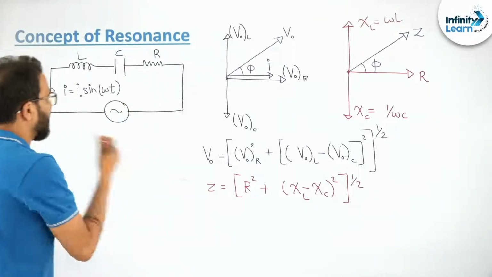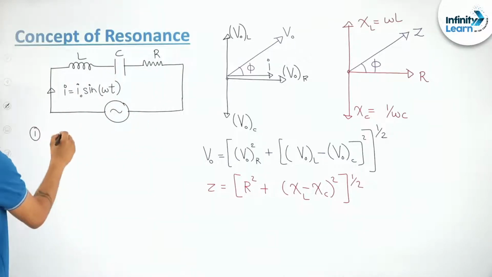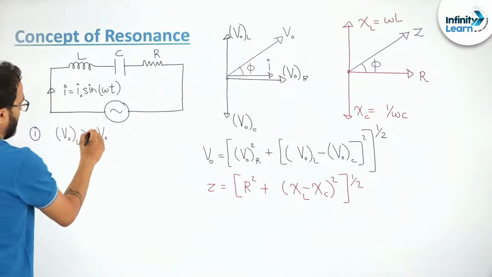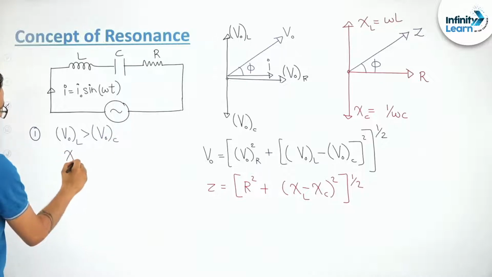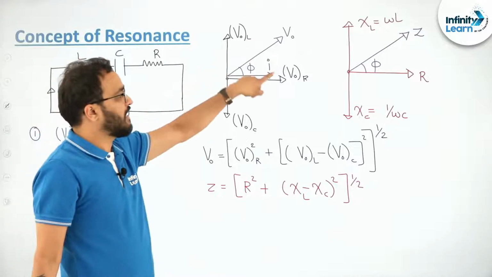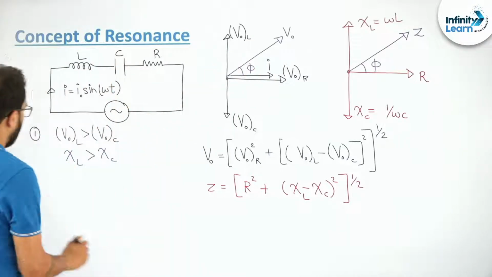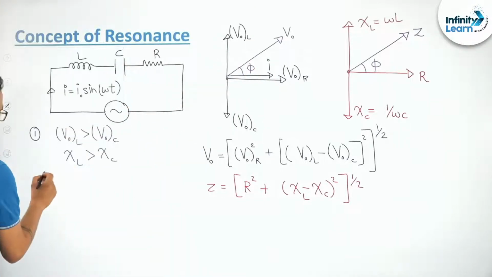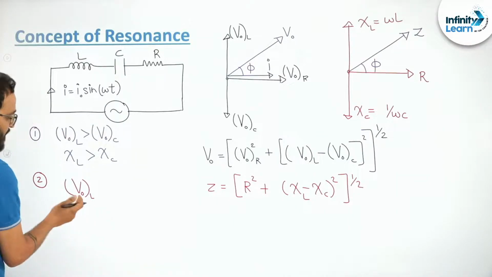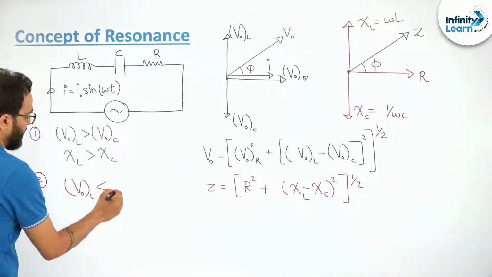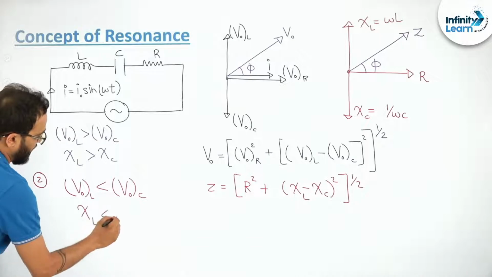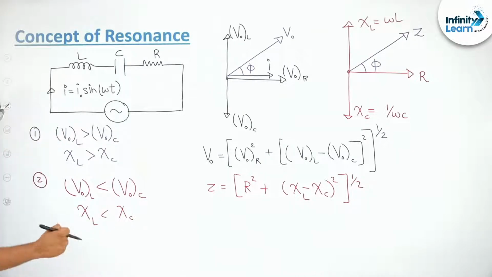Now there are three possible cases here. Number one, if V naught L is greater than V naught C, that means XL is greater than XC. In this particular circuit, voltage leads the current. Second possibility: V naught L, the peak value of potential drop in the inductor, is less than the peak value of the potential drop in the capacitor, which means XL is less than XC, right, students?